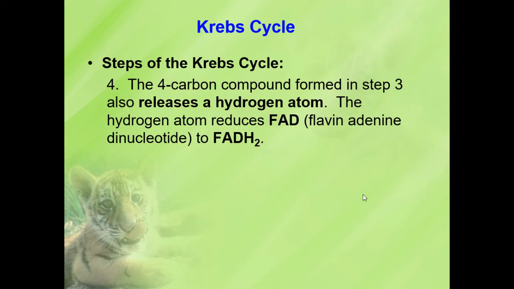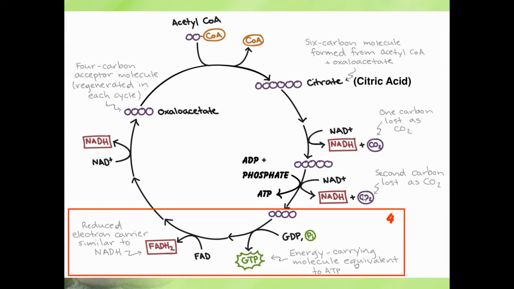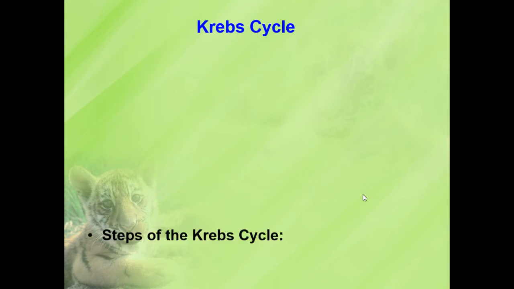Step 4 is the 4-carbon compound formed in step 3 is going to release a hydrogen atom. The hydrogen atom reduces flavin adenine dinucleotide to FADH2. And there is step 4 down there at the bottom.